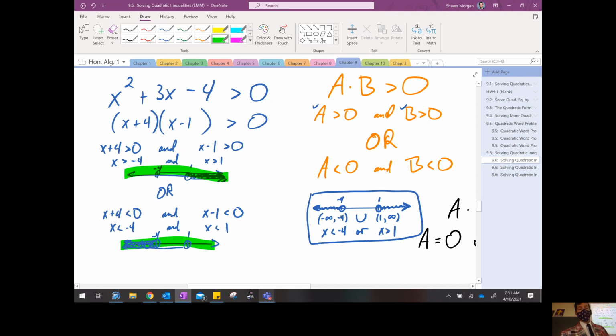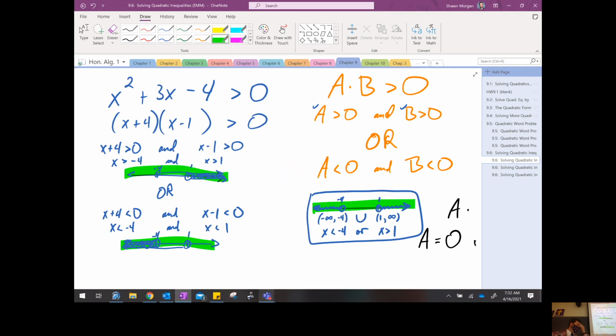And what will I end up with? That's not a coincidence. So we're saying numbers that are greater than 1 or numbers that are less than -4. And that's precisely what we've said over here. So we're logically thinking through why a quadratic inequality would look this way, okay?